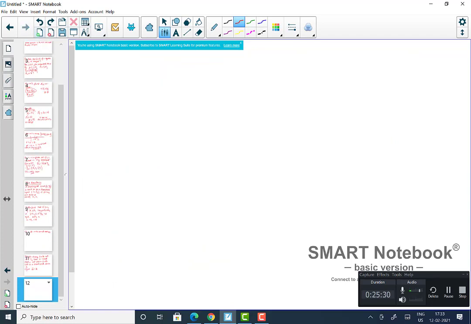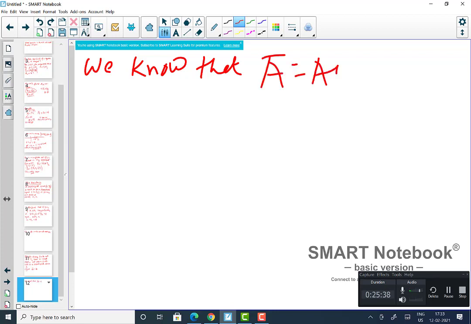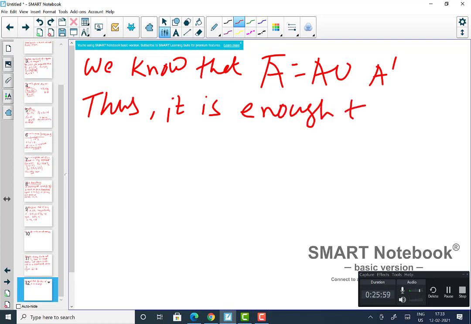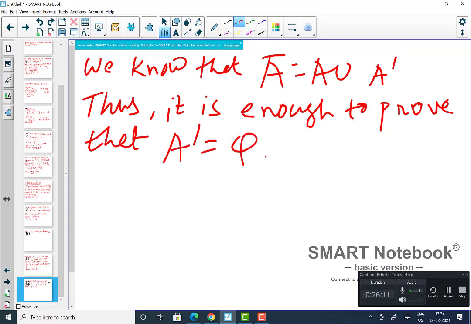But we know that A closure is always A union the derived set of A, right? This is known to us. Thus it is enough to prove that the derived set is empty. If the derived set is empty, then A equals A closure, right? And what does that mean? If the derived set is empty, it means that no point of X is a limit point of that set, right?